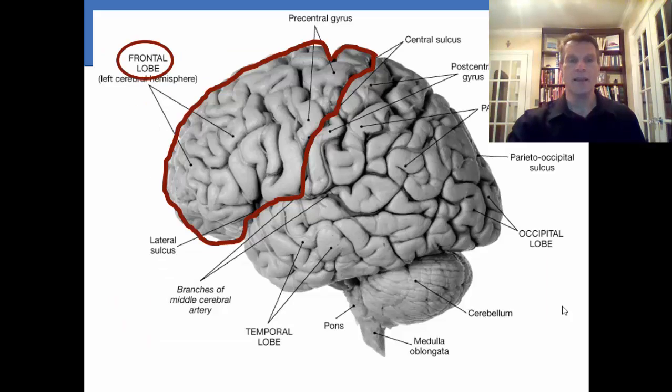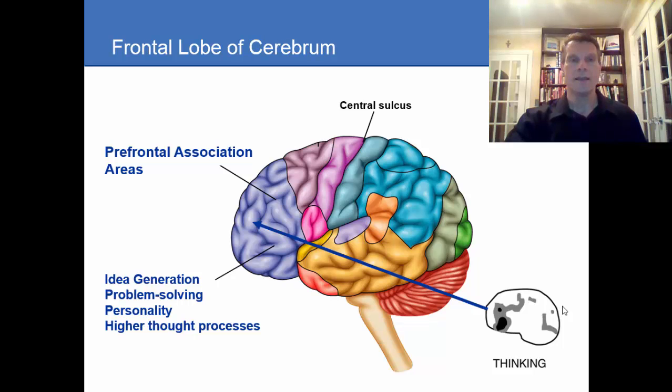Let's start with the frontal lobe. Our frontal lobe is right behind our forehead. We're going to look at 3 areas of our frontal lobe. We're going to start with the prefrontal association area. You notice in the lower right-hand corner, there's a diagram that says thinking. The black and gray areas are the part of the brain that are most active when we think. And by thinking, I mean idea generation, solving problems, higher thought processes, and those aspects of our brain that make our personality. The blue area of the brain, the very front part, is that part of the brain where our thought processes occur.